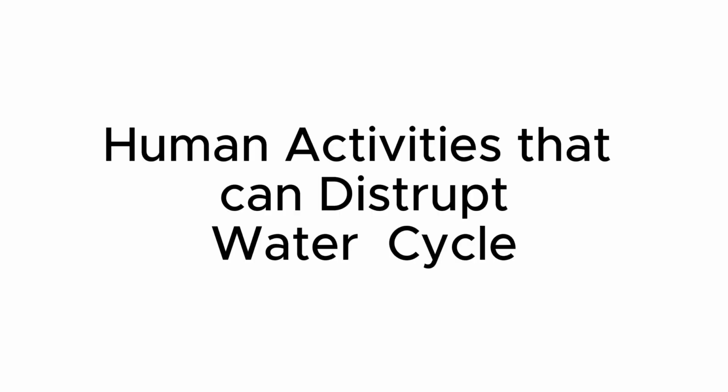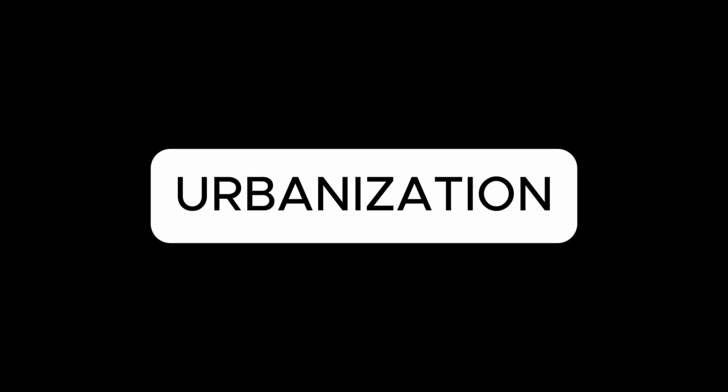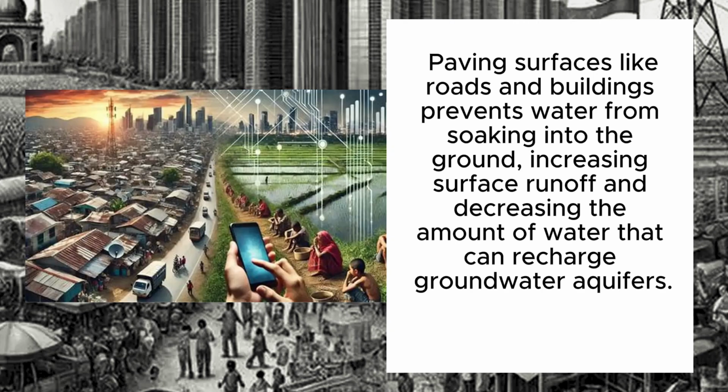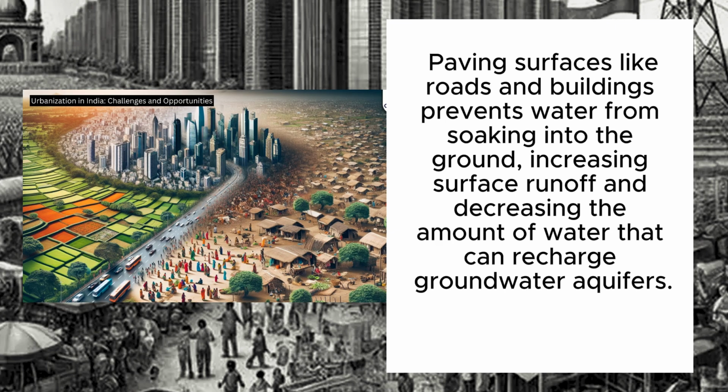So the next one, urbanization. Paving surfaces like roads and buildings prevents water from soaking into the ground, increasing surface runoff and decreasing the amount of water that can recharge groundwater aquifers.